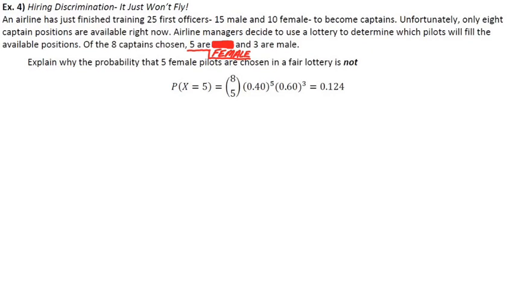So the first part says, explain why the probability that 5 female pilots are chosen in a fair lottery is not this binomial scenario. So it looks like they're using X to represent the number of females chosen, right? X is a random variable, the number of female pilots chosen. And this is to be a captain. So they have 8 captains positions that they're going to use for the lottery. So there's 8 total captains, so it's 8 choose 5. So the 5 represents the 5 female successes in this case.